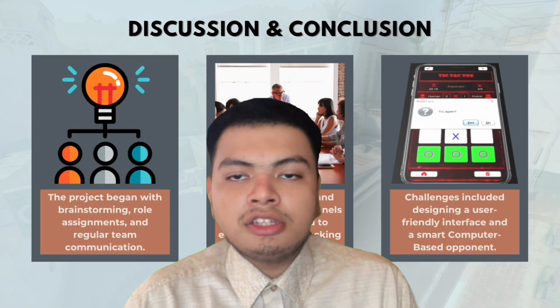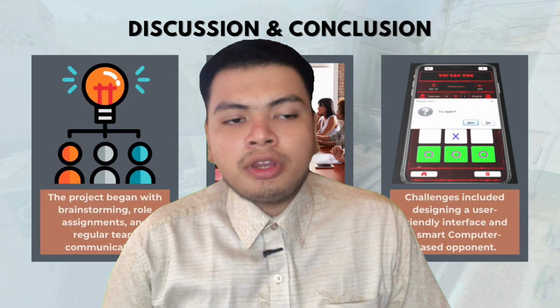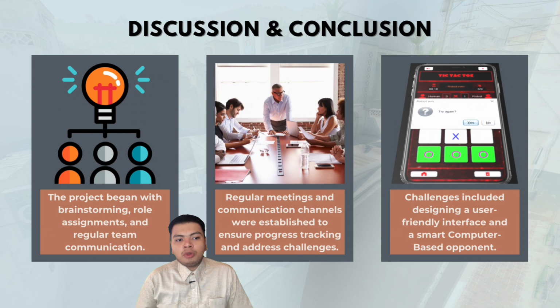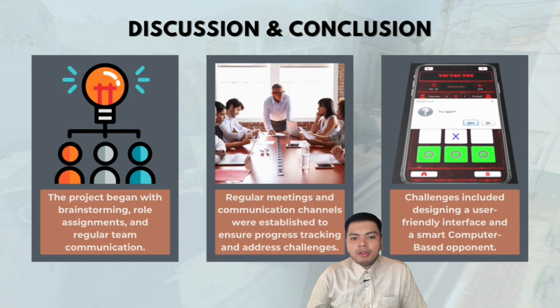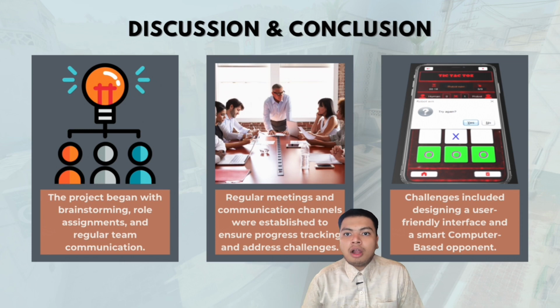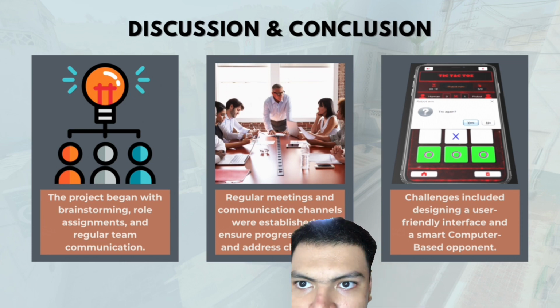So here is the discussion and conclusion. The first one is that the project began with brainstorming, role assignment, and regular team communication. Next, regular meetings and a communication channel were established to ensure progress tracking and address challenges. The next one is that challenges included designing a user-friendly interface and a smart computer-based opponent. For the board movement, we have just used a random map algorithm for that purpose.